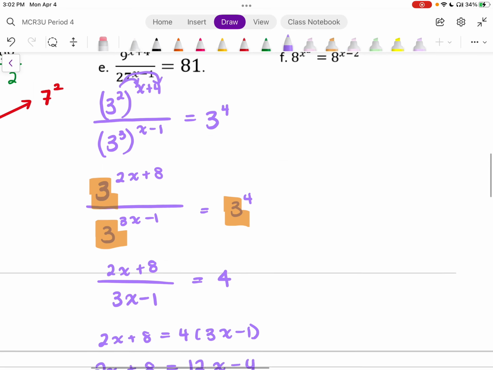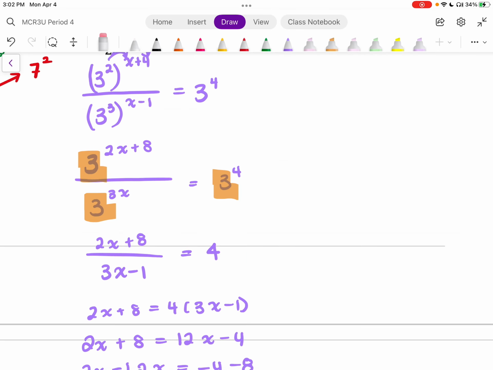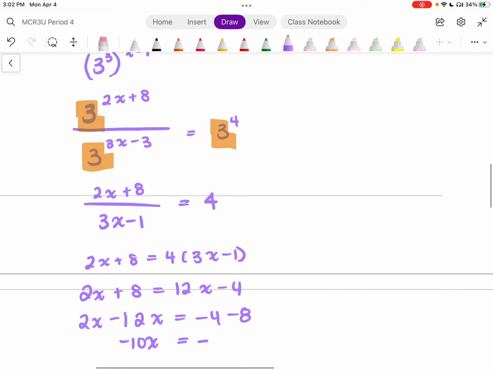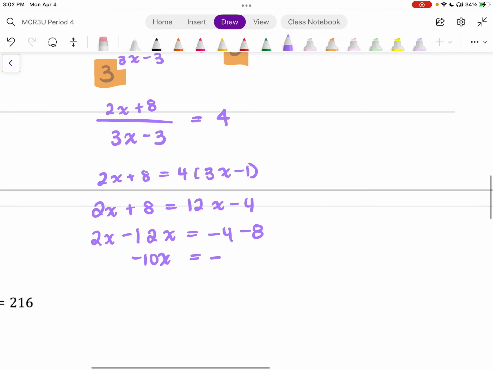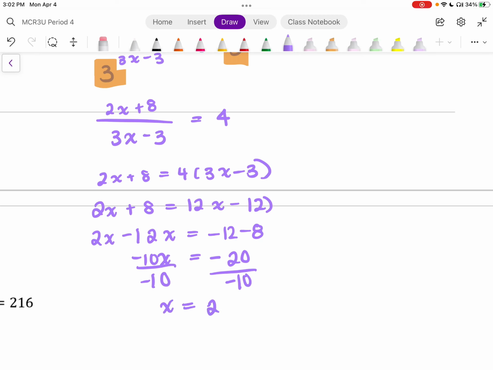Oops. Don't forget that this bottom one actually should be 3x minus 3. That was my fault. 3x minus 3. So if you had done that right, make sure that you keep doing that. So if it's 3x minus 3, this turns to 4 times (3x minus 3), right? 12x minus 12. So negative 12 minus 8 is negative 20, divided by negative 10, divided by negative 10. x is equal to 2.